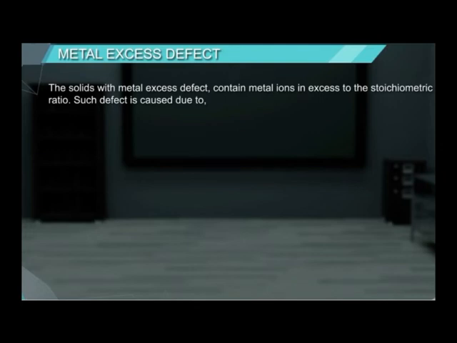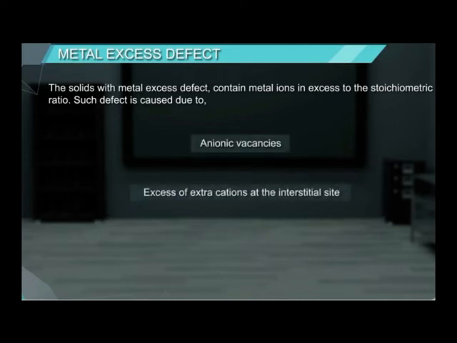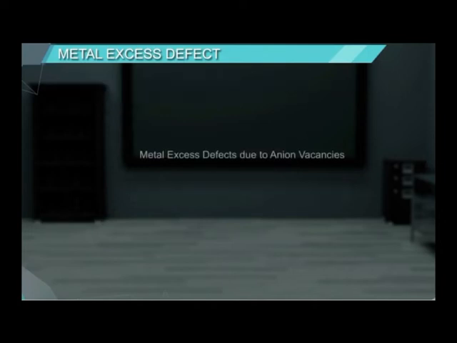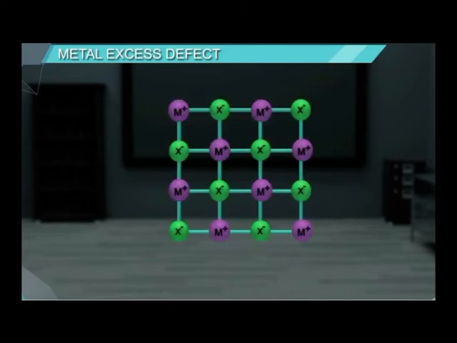Metal excess defect. The solids with metal excess defect contain metal ions in excess of the stoichiometric ratio. Such a defect is caused due to anionic vacancies or extra cations at interstitial sites. Metal excess defects due to anion vacancies: in an ionic solid, an anion may be missing from its lattice site, leaving a hole which is occupied by an electron, to maintain the electrical neutrality.